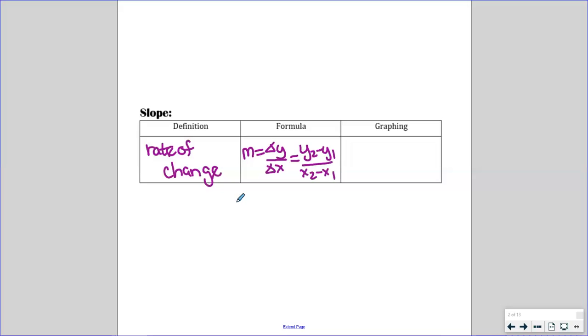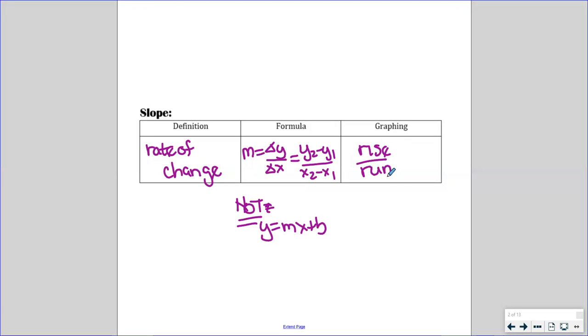And it's not the same. When you have slope, you don't write it as y equals mx plus b. That's the equation of a line, not slope. So it's m equals delta y over delta x. And when it comes to looking at it in a graph, finding the slope in a graph, it's rise over run.